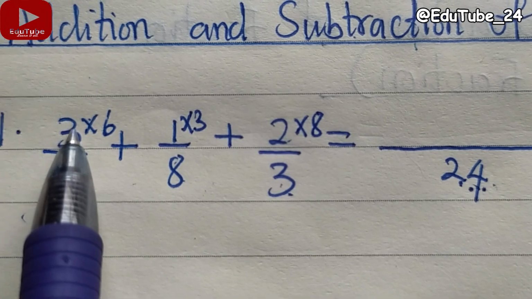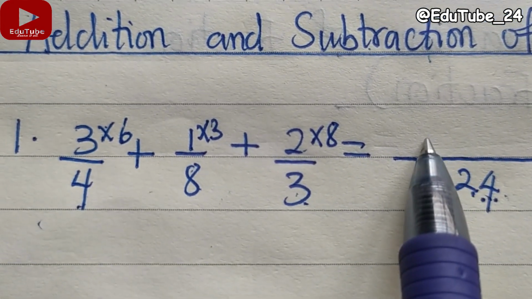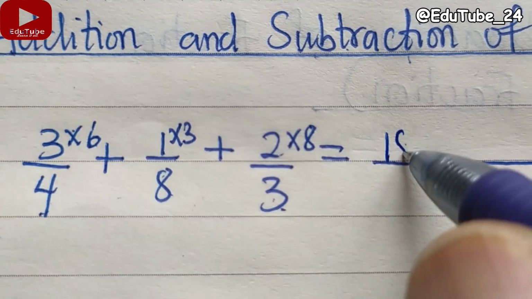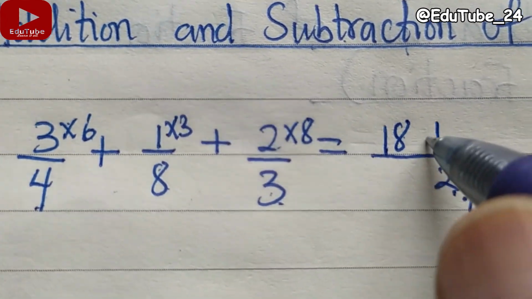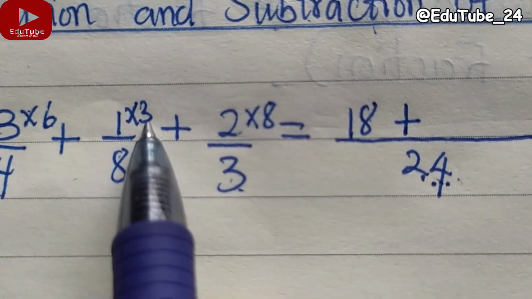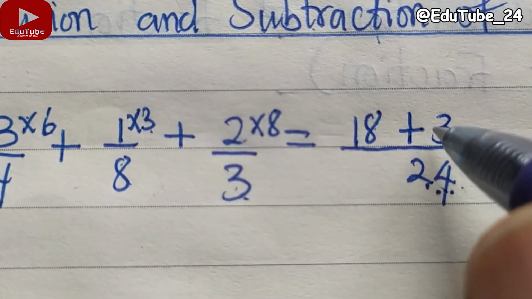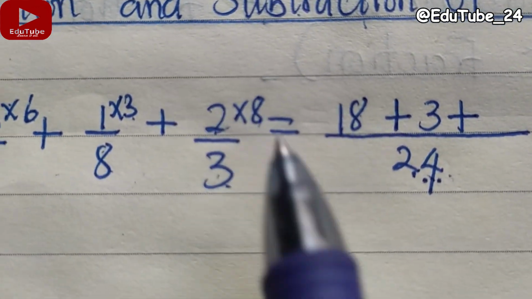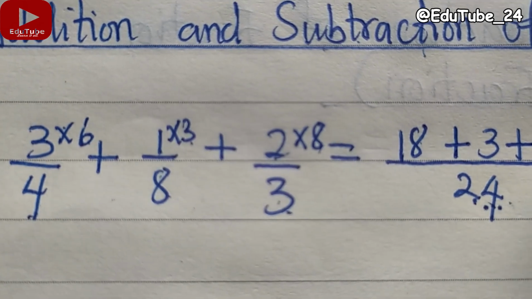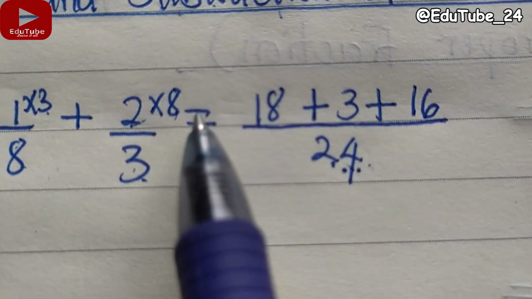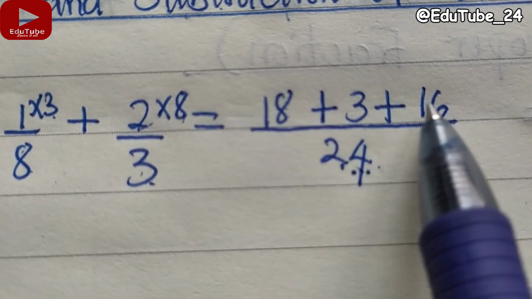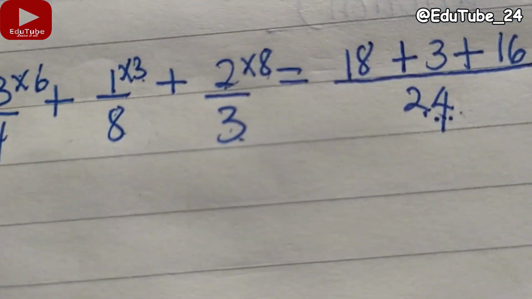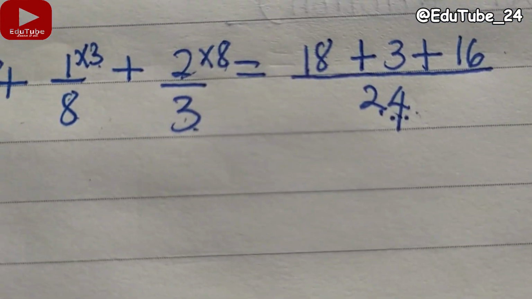So now let me multiply the numerator so that we can also have a new set of numerators. So 3 times 6, that will give me 18. So I will write 18 plus, then 1 times 3, that will give me 3, plus again, then 2 times 8, that will give me 16. Now I have a new set of numerators, which is 18 plus 3 plus 16 with a common denominator of 24. So I can now easily add the numerators.